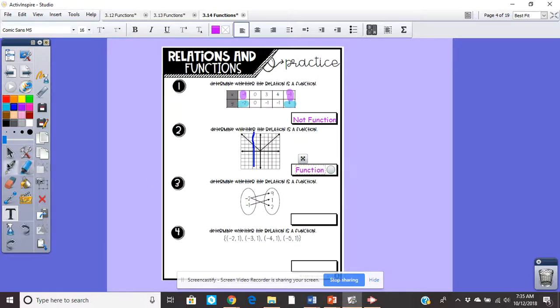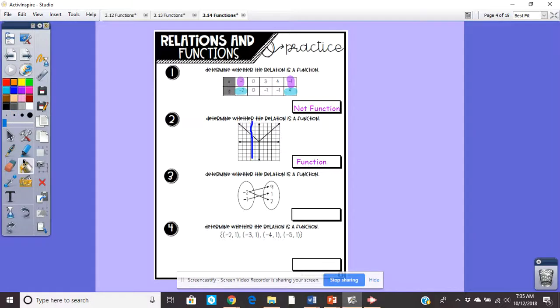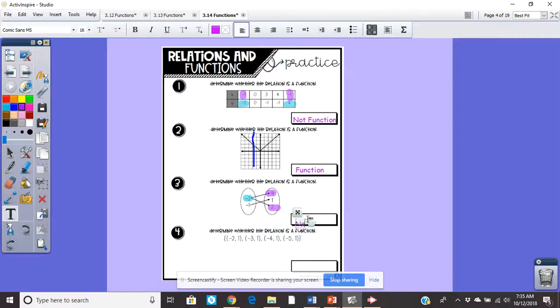All right, now we're looking at a mapping. And so again, we can see here that -2 is paired up with two different y values. It's paired up with 9 and a +2. So that is what cannot happen. The x cannot have two different y's. So this one is not a function.